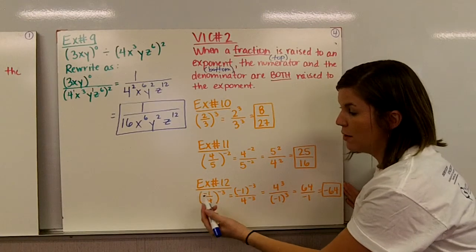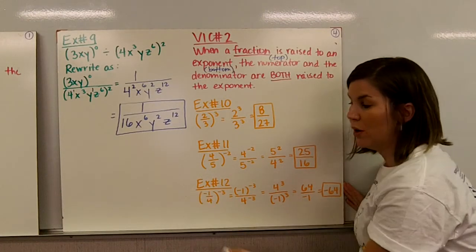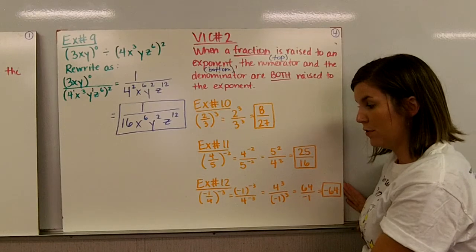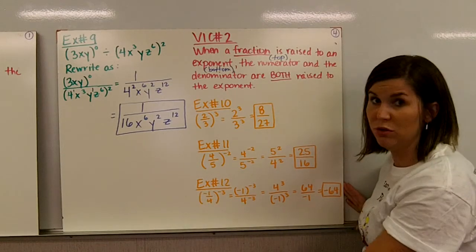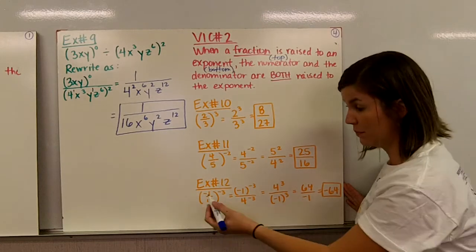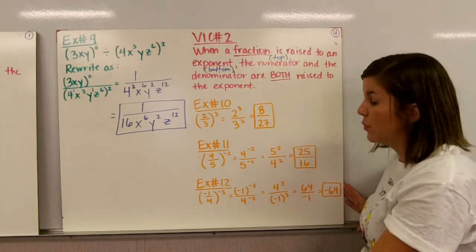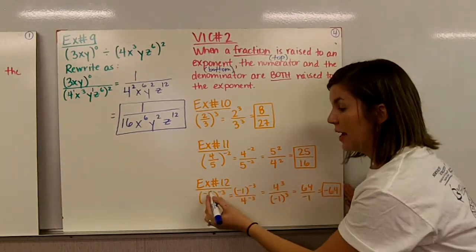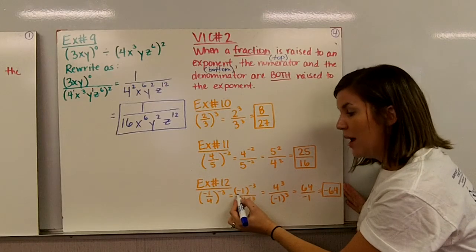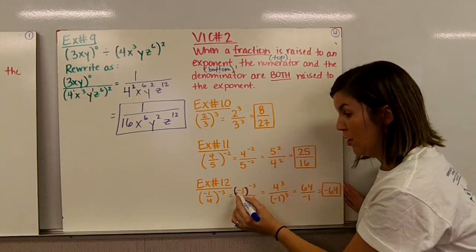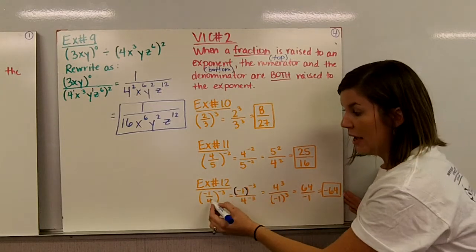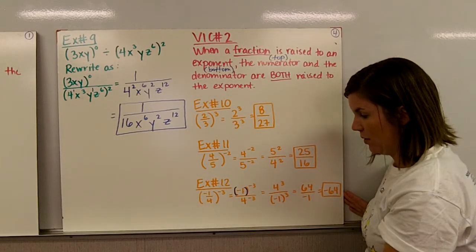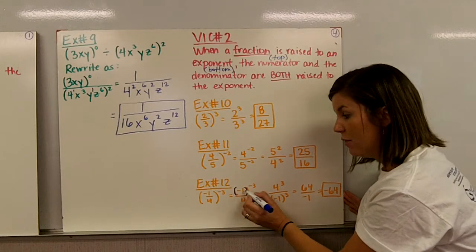Last example, number 12, a negative 1/4 to the negative third power. Now the negative could be in the top or the bottom. You do this problem the same way. I chose to keep it in the top with the 1. So negative 1 to the third power, and you have to have these parentheses right here because it's saying the 1 is negative, and 4 to the negative third power. So negative 1 to the third power.